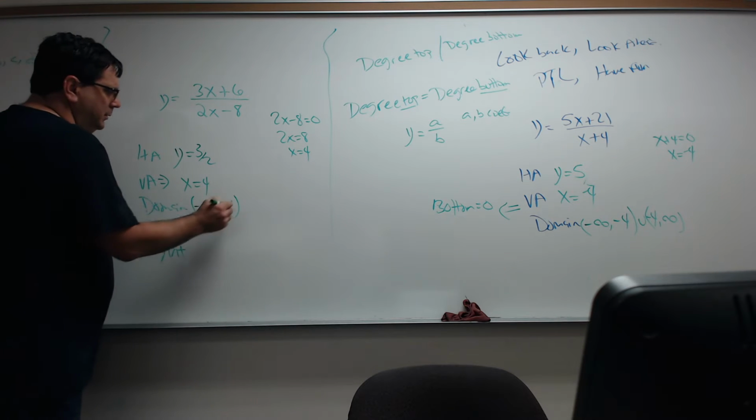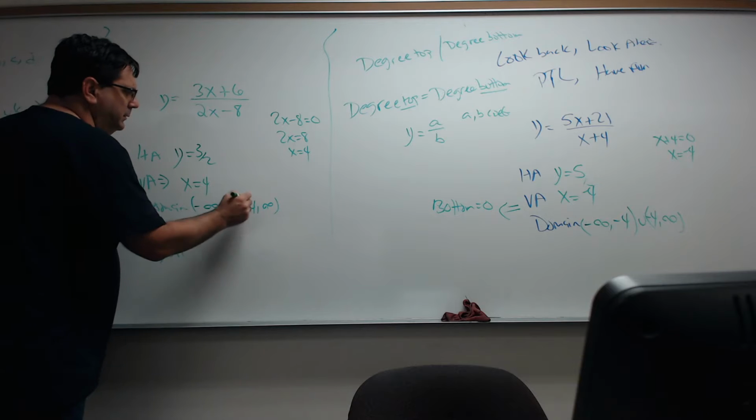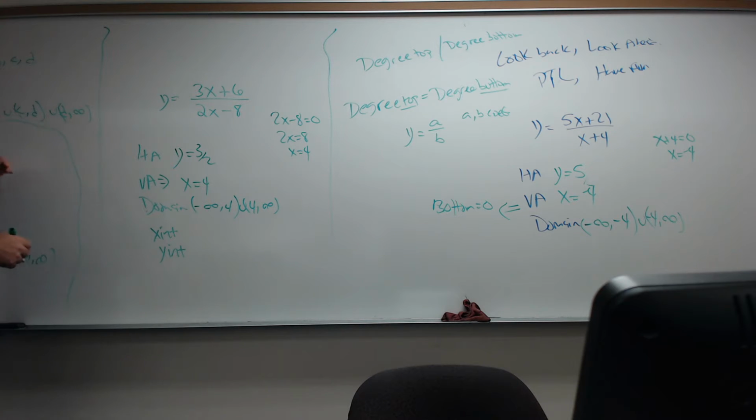Again, when you do the domain, it's negative infinity to the first point, that point to the next point, that point to the next point, and so forth and so on until you run out. Now, y-intercept. In this case, the y-intercept is going to be a little easier to get than the x-intercept. How do you find the y-intercept?